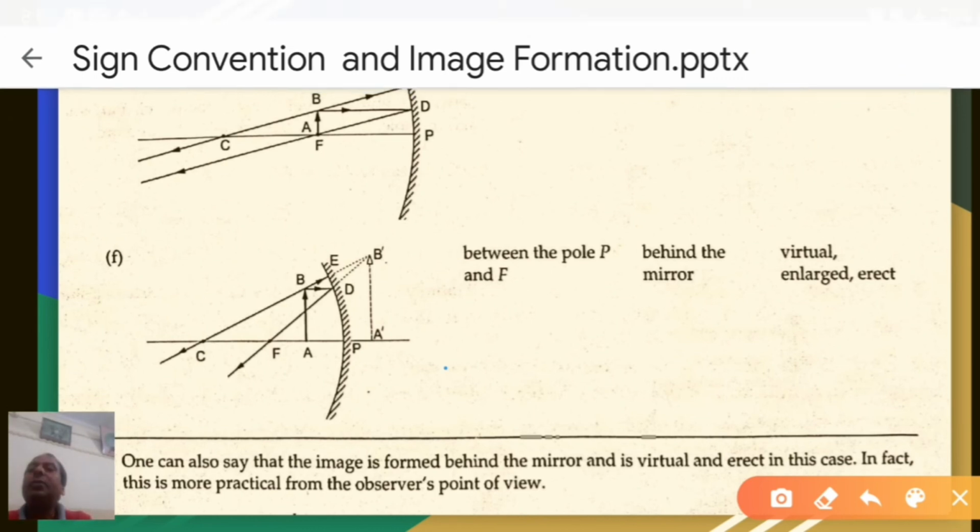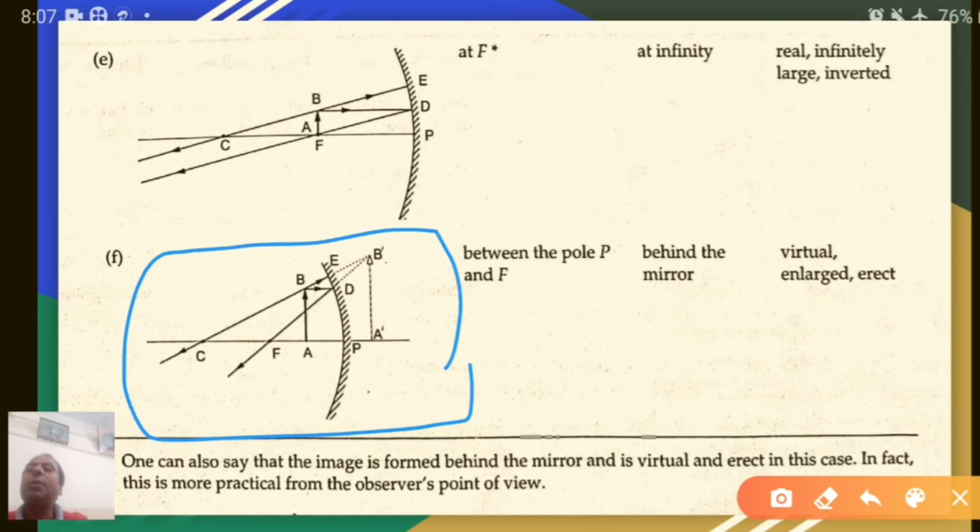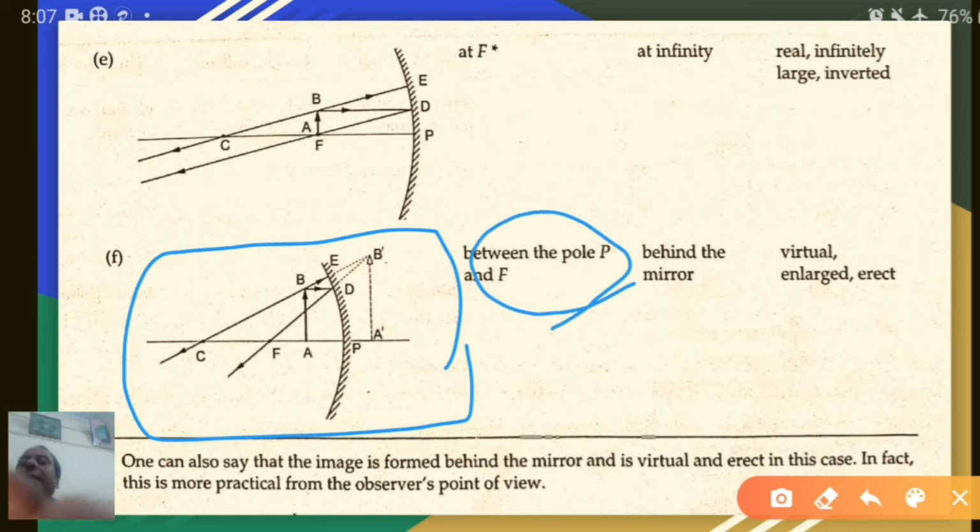Now look at this picture. Very special case for the concave mirror. Only in this case the concave mirror produces a virtual and erect image. For which position of the object? When the object is between pole and focus. You can see AB is the object and point A is between pole and focus.